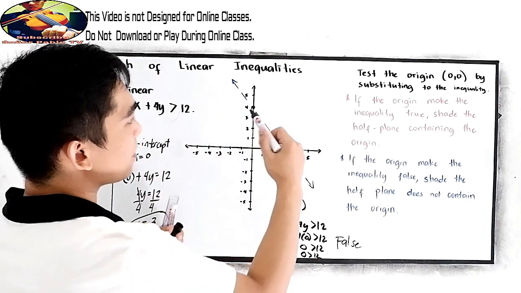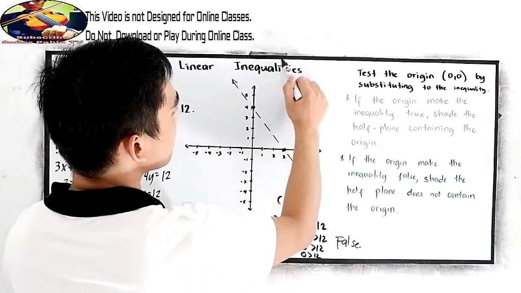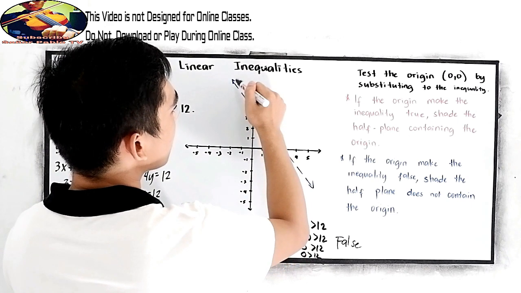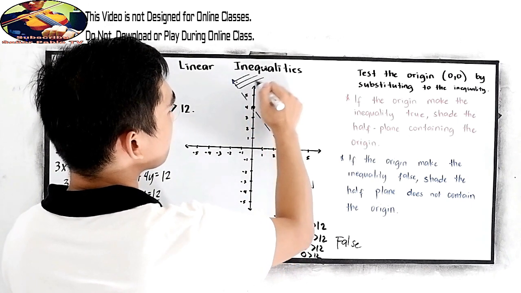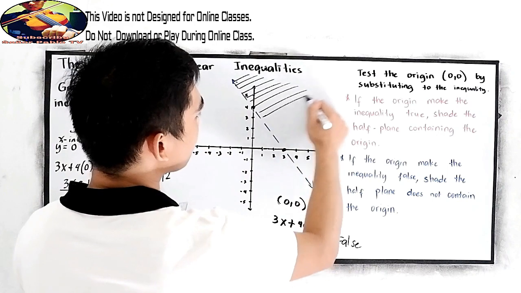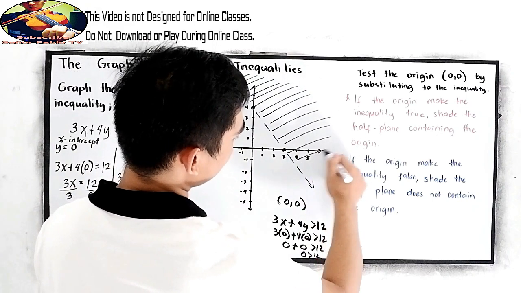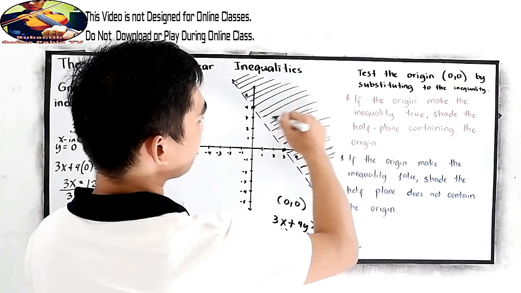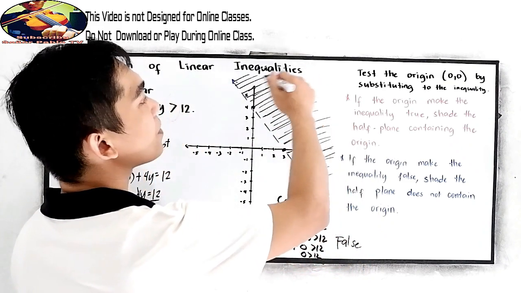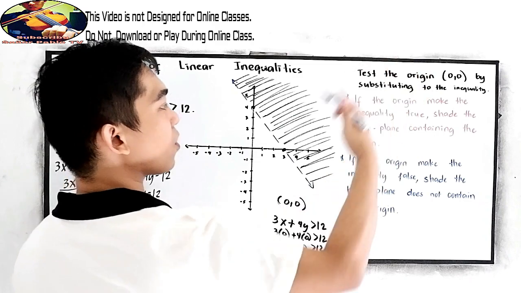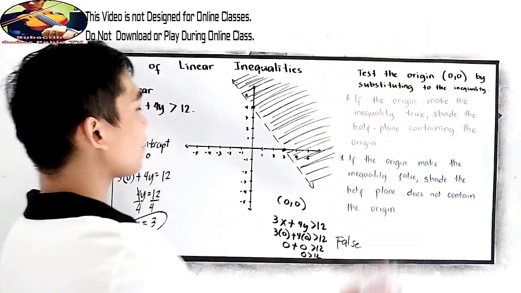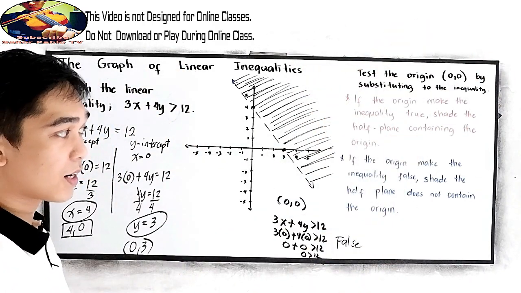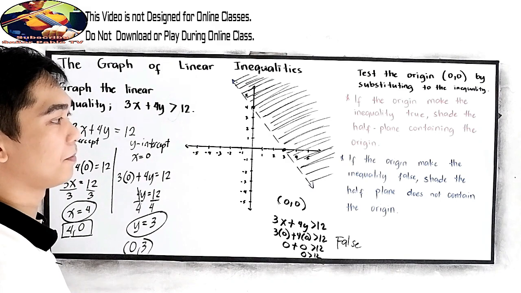So our graph will be this one. This is our graph. Okay. This will be the graph of the inequality. All the numbers here satisfy the linear inequality.